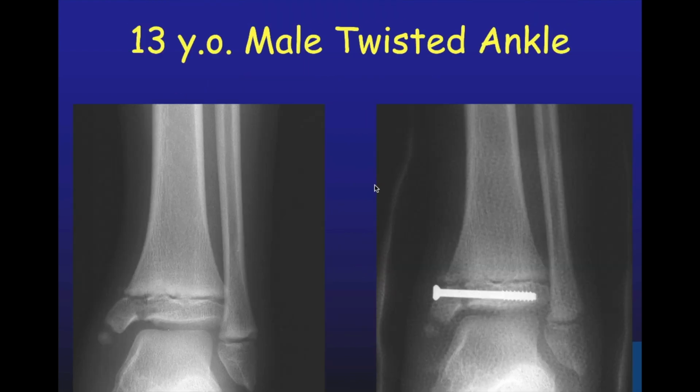So for example, this patient is a 13-year-old male with a twisted ankle, right? You can see the physeal injury passing through the medial malleolus, and this is probably a Salter-Harris type 2 because the fracture is passing through the physis and then connecting to the epiphysis. This is fixed anatomically with the help of a screw.